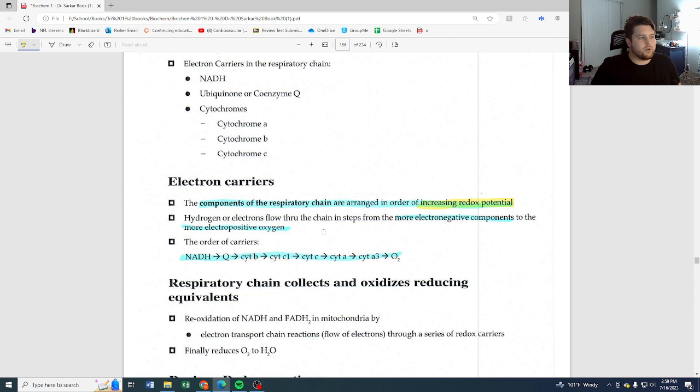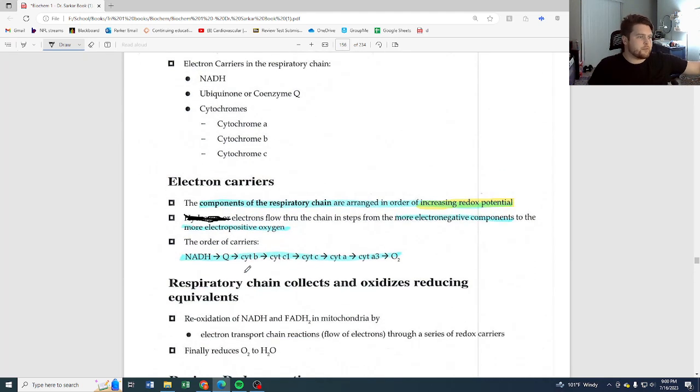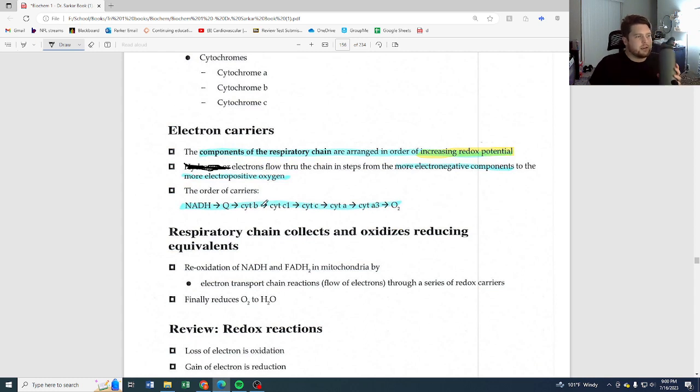Electrons flow through the chain in steps from the more electronegative components to the more electropositive oxygen. So the order of the carriers: NADH goes to coenzyme Q or ubiquinone, goes to cytochrome B, cytochrome C1, cytochrome C, cytochrome A, cytochrome A3, and finally to oxygen or O2.